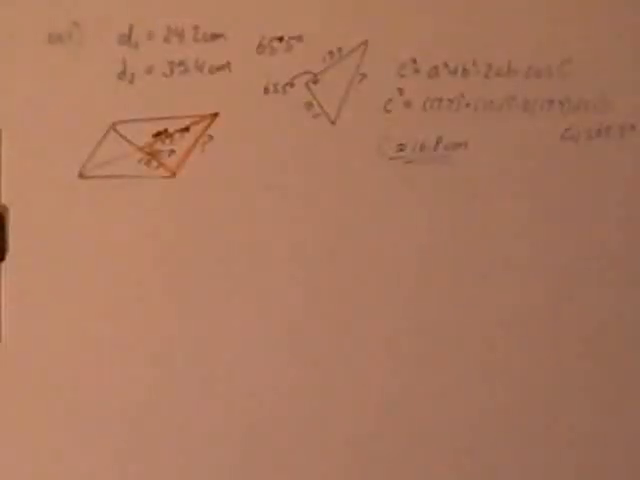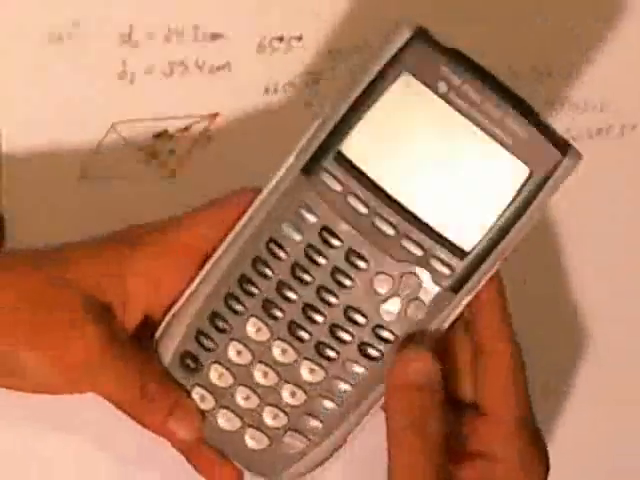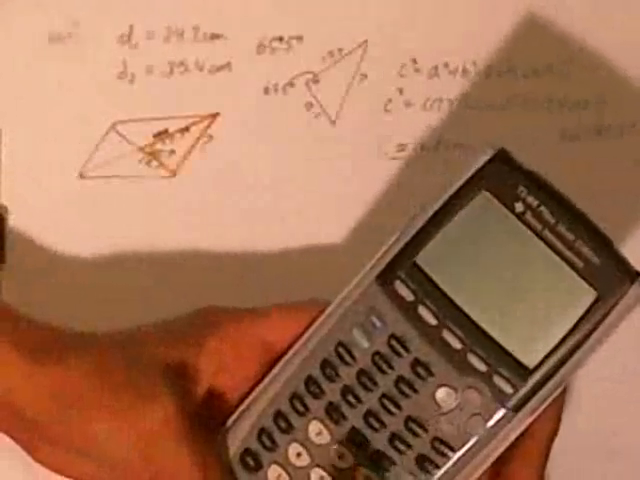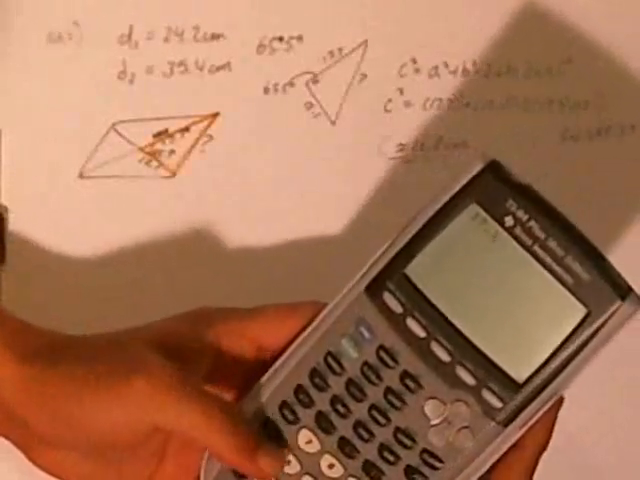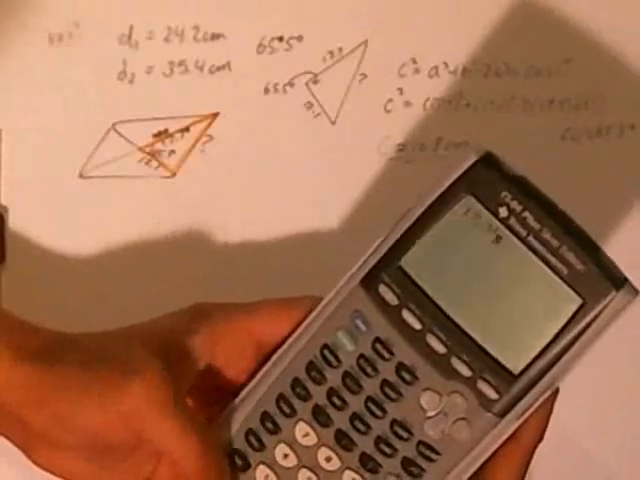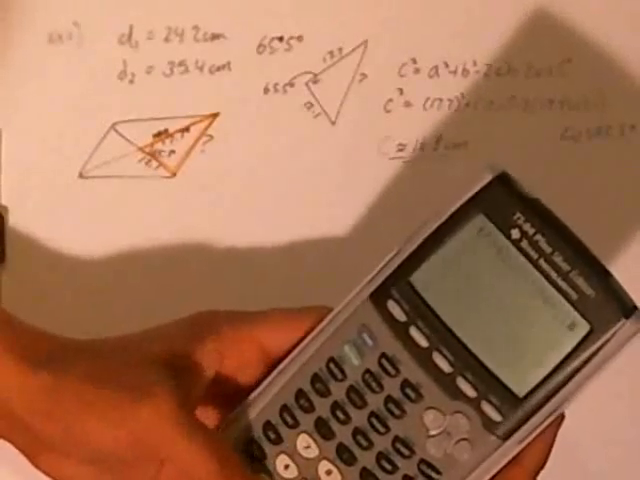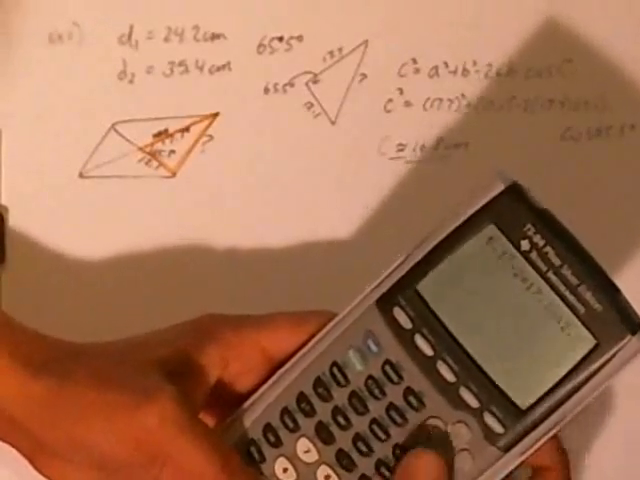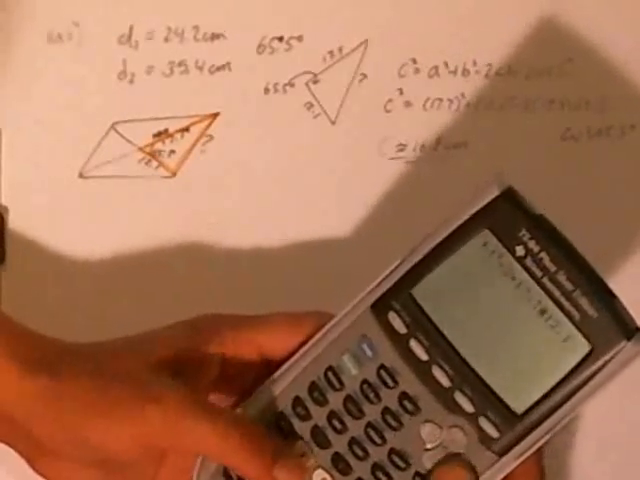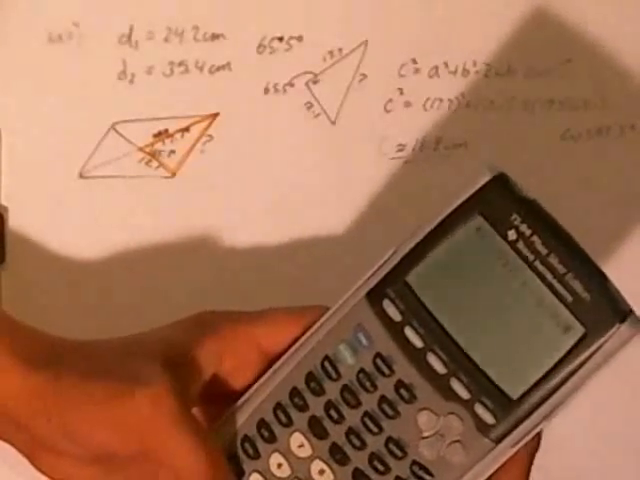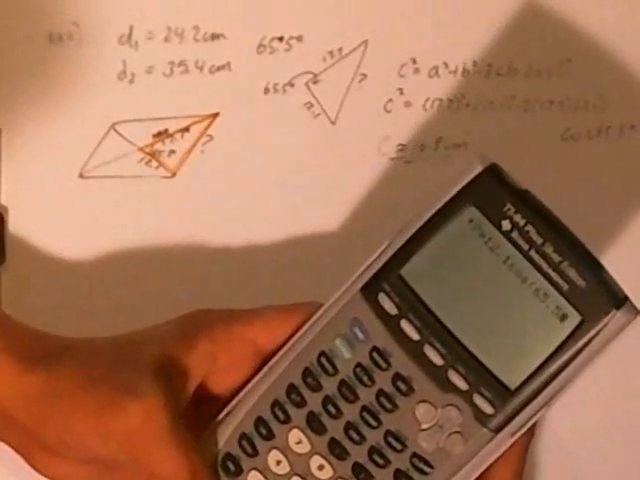I'm going to bring my calculator out just to show you guys how to do it a little bit more efficiently. Okay. On your calculator right over here, because of the angle, I'll try to make it as best as I can. 17.7, use the square button right over here, plus 12.1 squared minus 2 times 17.7 times 12.1, and times the cosine of 65.5 degrees. So there it is right there.